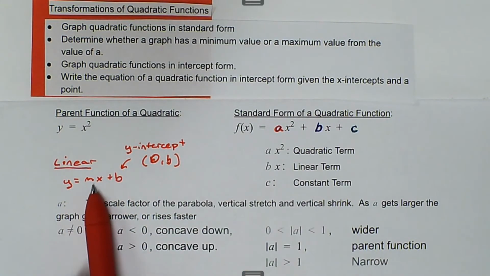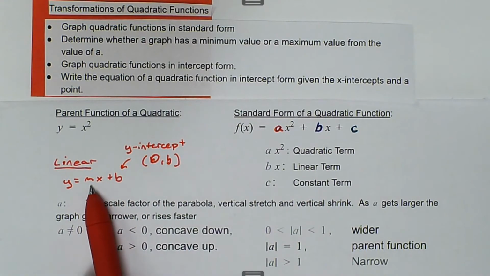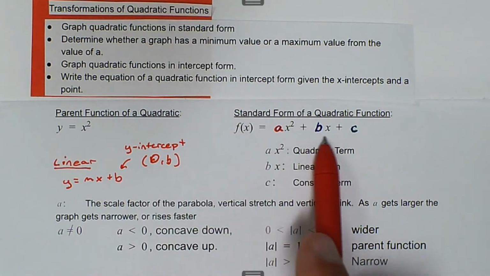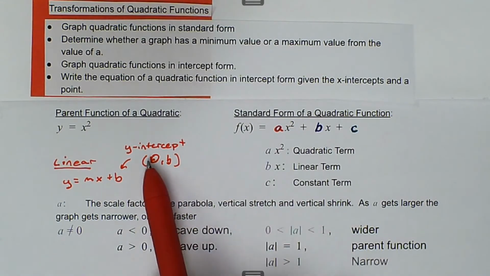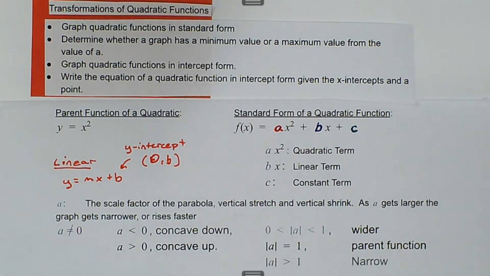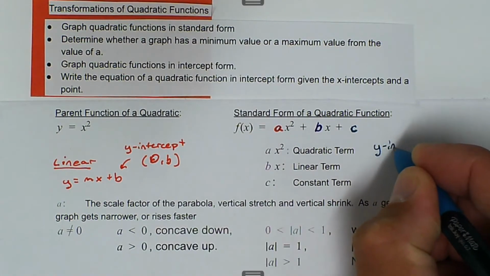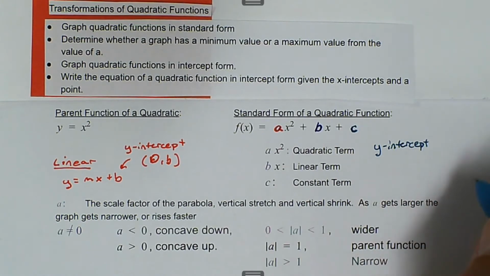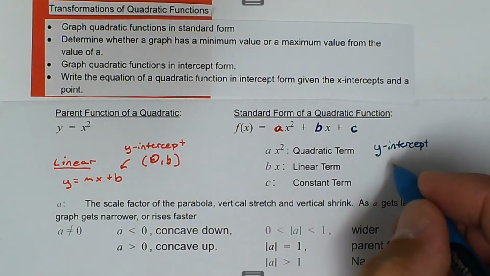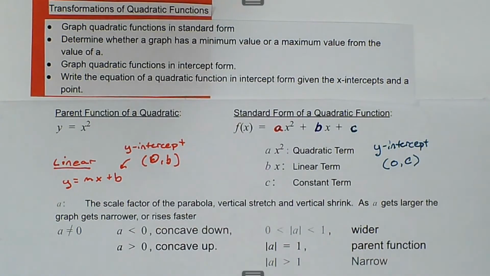And so the linear portion right here, that's the linear term. That might as well be the same thing as m. So that's the linear portion. And then c, that's the constant term. That's also the y-intercept. And the y-intercept is (0, c).